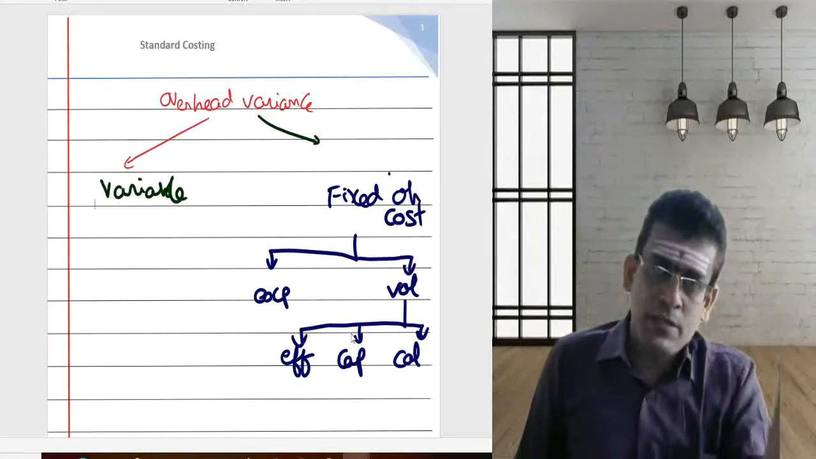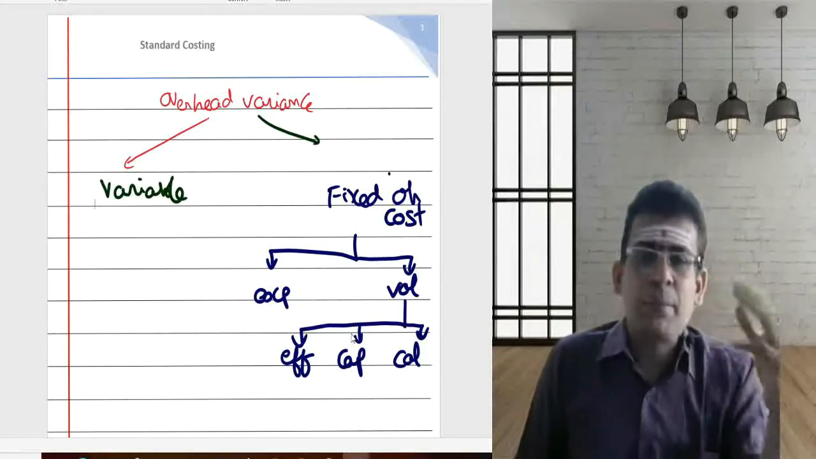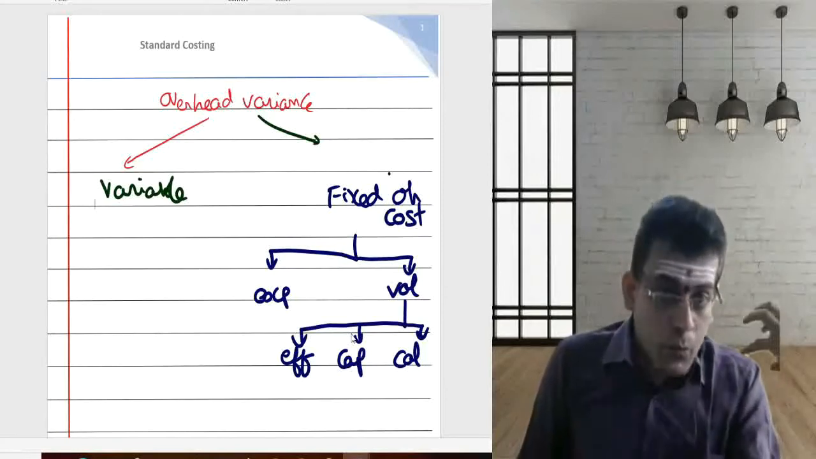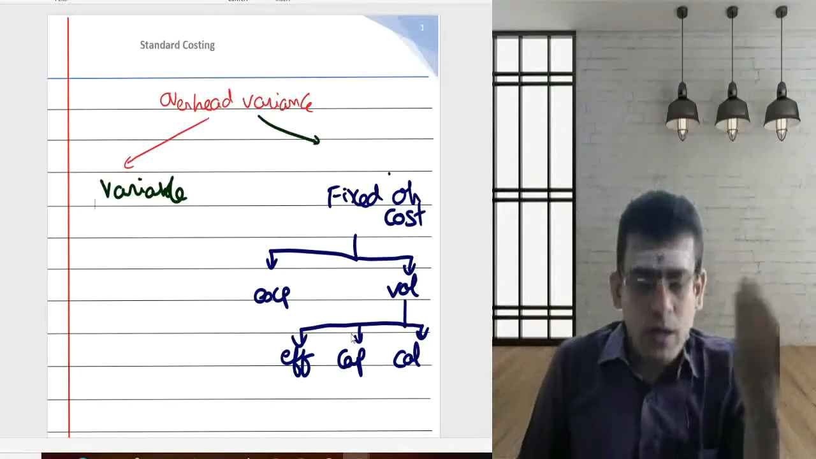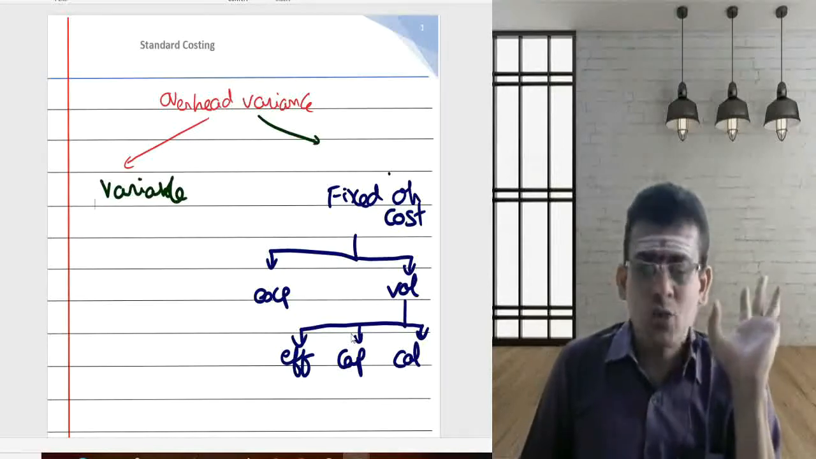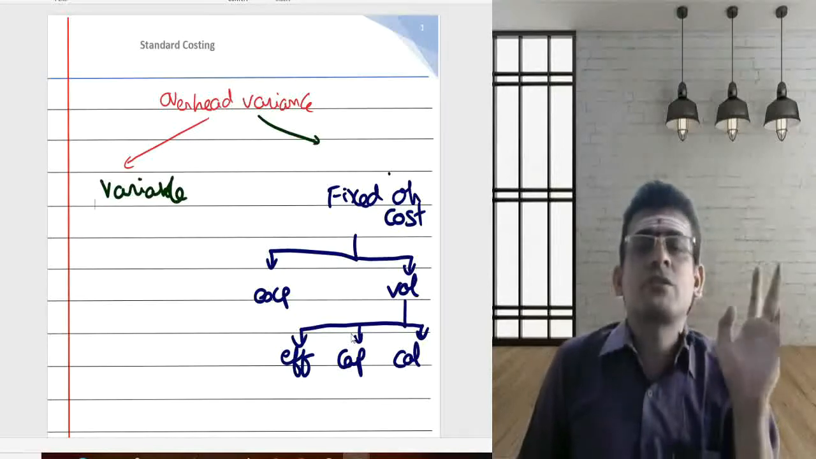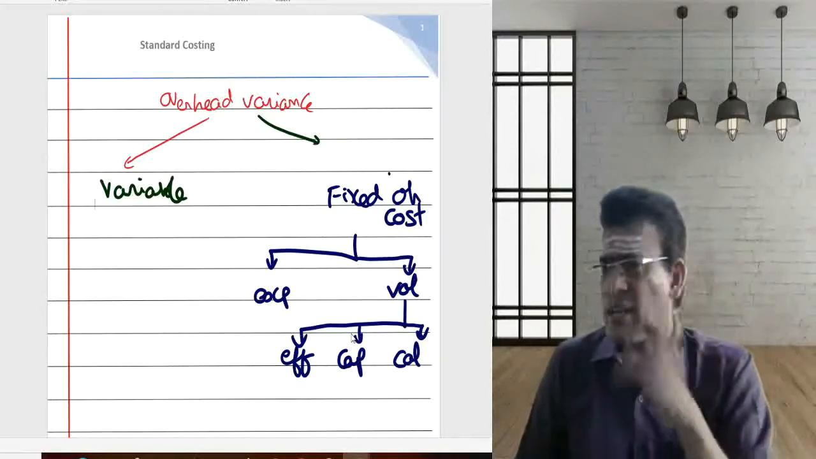You are budgeting for some capacity and using some other capacity, that is the capacity variance. You should produce this many goods in this many hours, but you are producing more, and that reflects in efficiency; the volume is changing. So the breakup of your fixed cost variance is: expenditure, volume, efficiency, capacity, calendar.